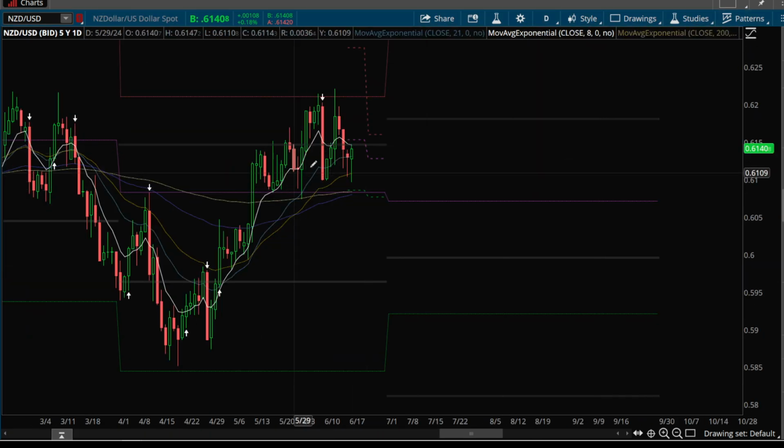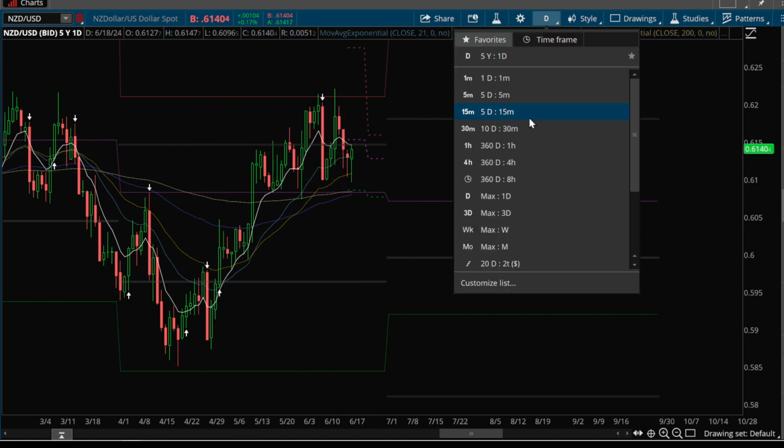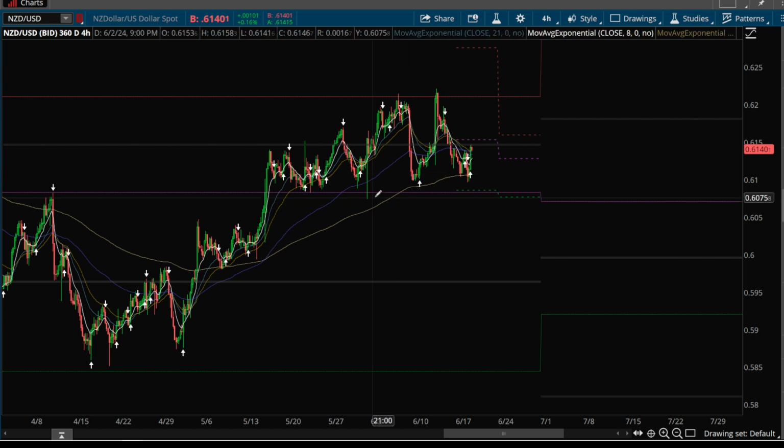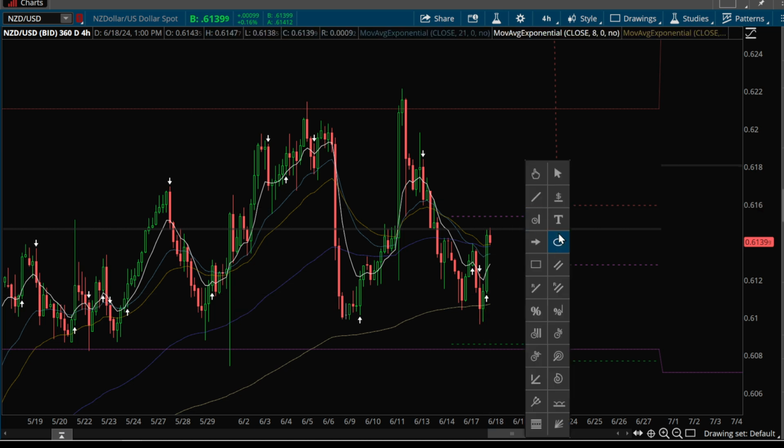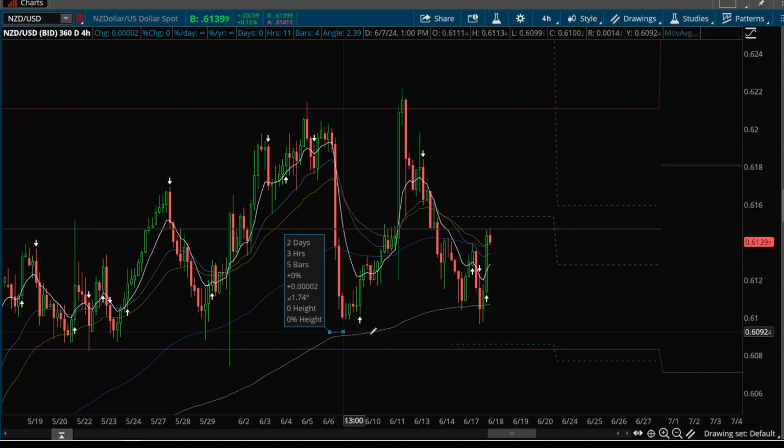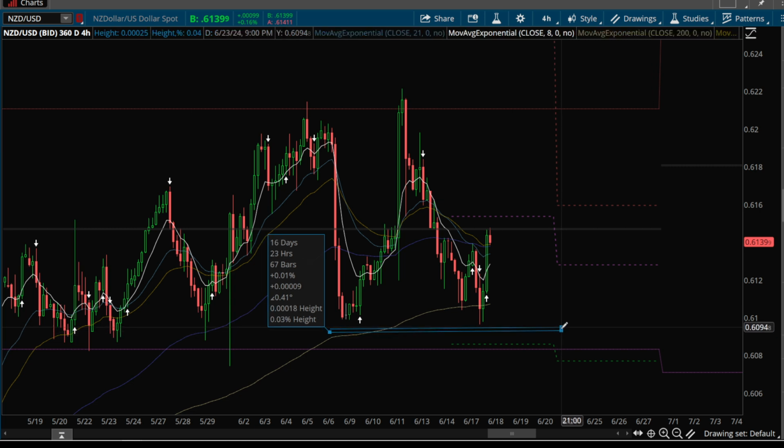New Zealand's kind of hanging around here too. You got the stack. I do like New Zealand too. New Zealand looks like it wants to continue. 4 hour chart on New Zealand, you're getting a 4 hour 200B now, potential double bottom, and you just don't want to see a daily close below this level.